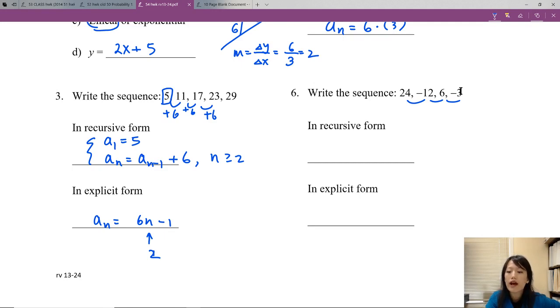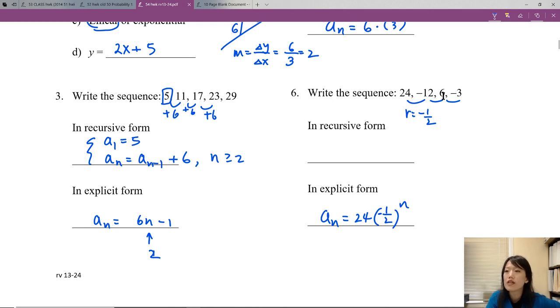Negative half. Yeah, so this divided by that. So r is negative 1/2. So that's our explicit form answer: a sub n equals the first term, which is 24, times the common ratio, negative half, to the power of n. Let's check. I'm using n. When n is 0, that works. When n is 1, that also works. When n is 2, yep, that's correct.